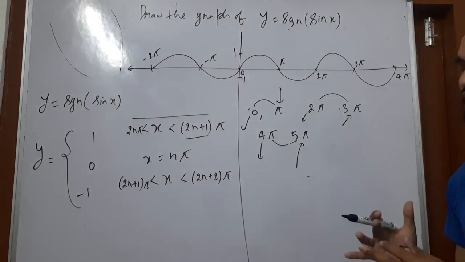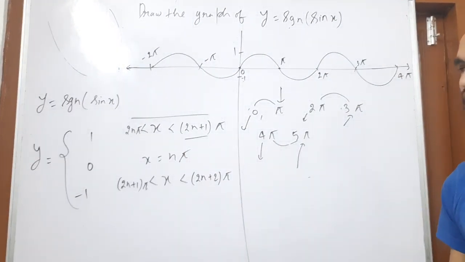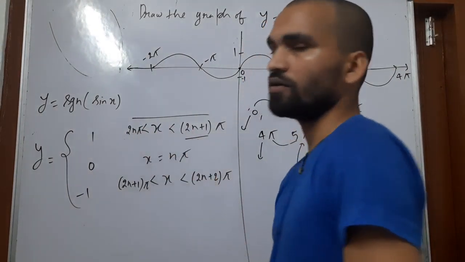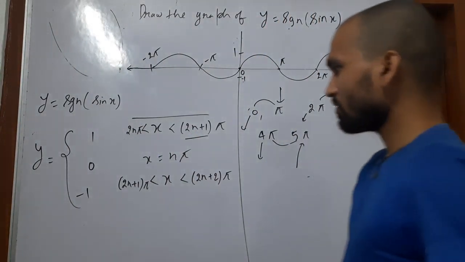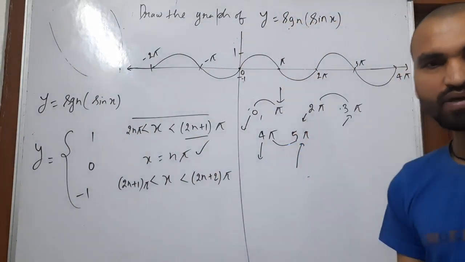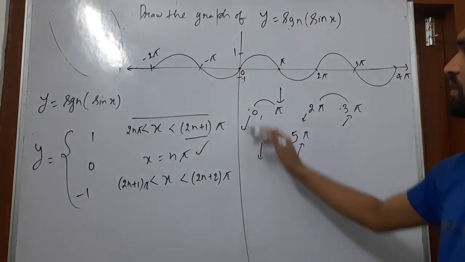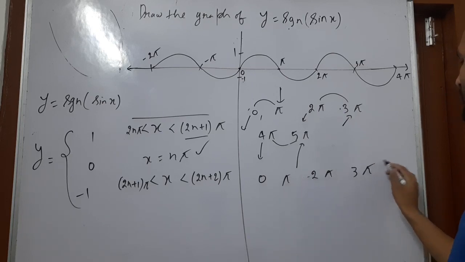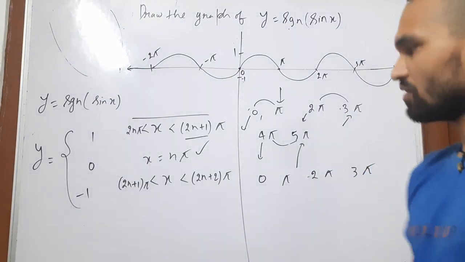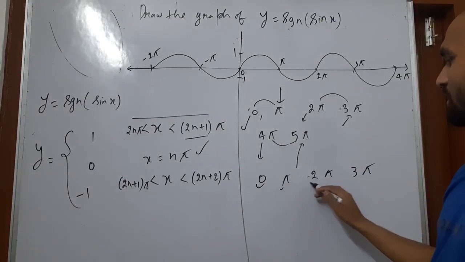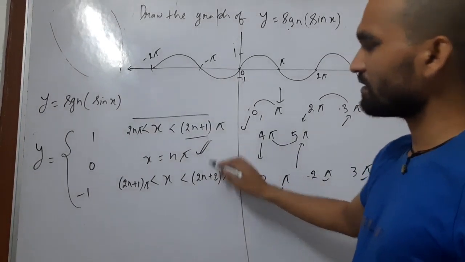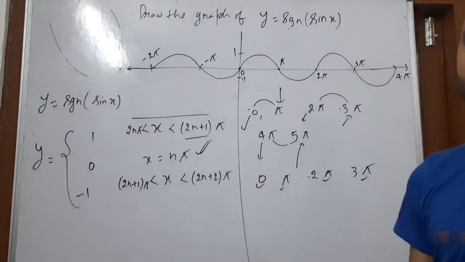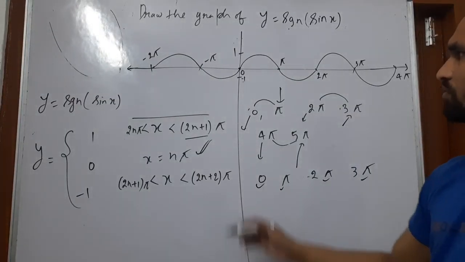So we have taken the general form of interval for positive values of signum between 2n pi and (2n+1) pi. Now, how is this taken? X equal to n pi, because we know that at 0, pi, 2 pi, 3 pi, the values are 0. So the general form of 0, pi, 2 pi and 3 pi is n pi. Okay students? Now, how have we taken this? This is also easy.